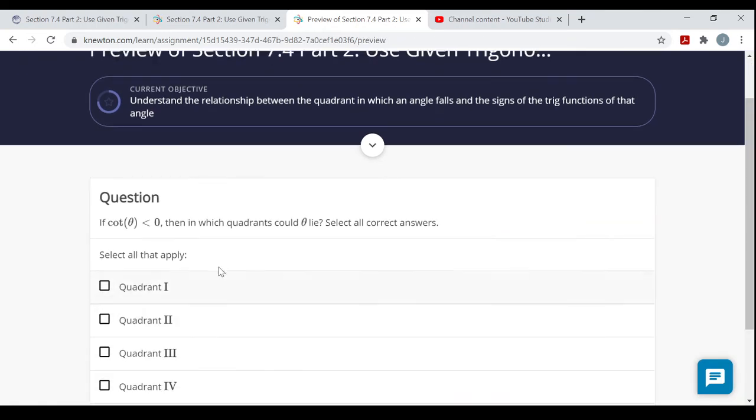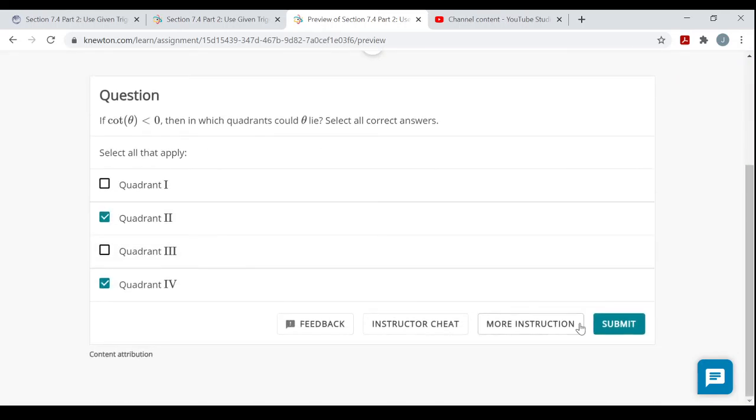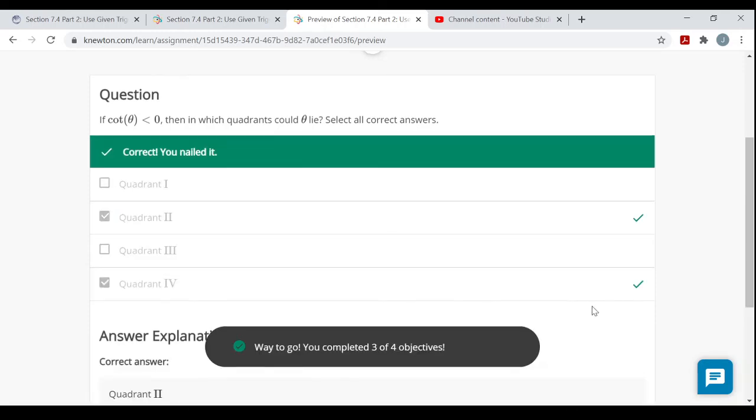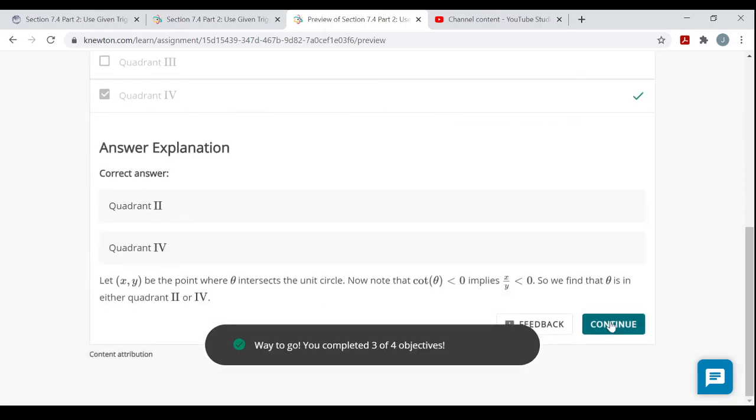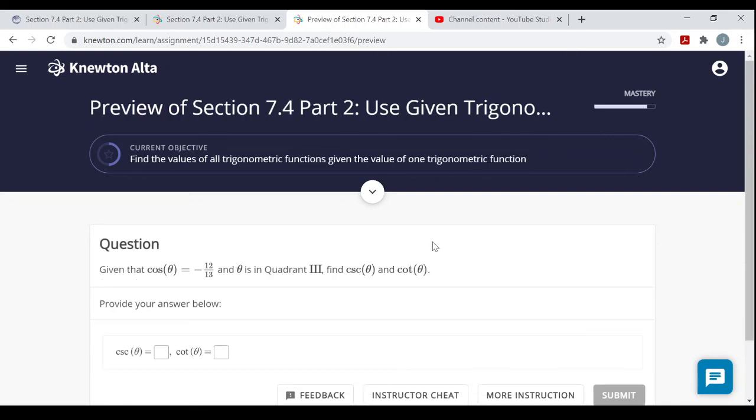Okay, same deal. I already mentioned, where is the cotangent negative? Quadrant 2 or 4. This one's one of those where you enter multiple answers. That's probably the easiest of the objectives. And then I did several of these.